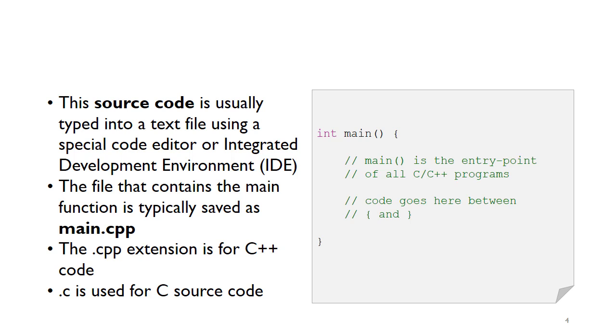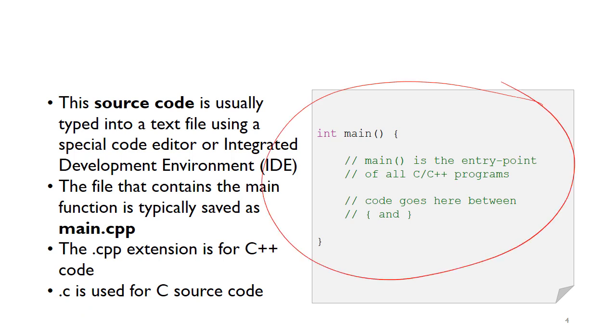When you come to write your source code, you'll save that file. It's very common to come across a file called main.cpp. This will be the file that contains our main function. And you can see from the extension that .cpp refers to a C++ file, and .c refers to a C source file. This code here is valid for both C and C++. It's the extension we use for the file which will tell us which one it is and which compiler to use.